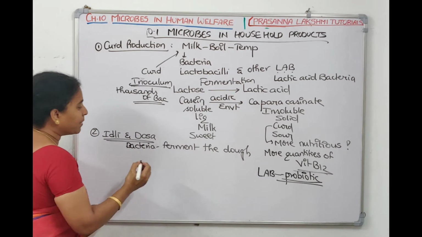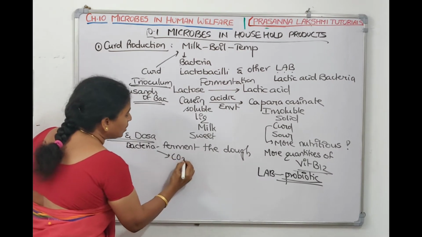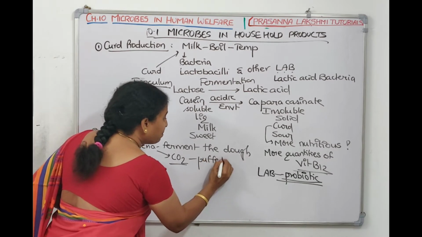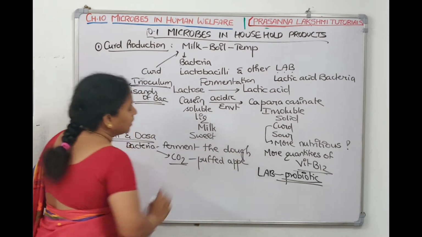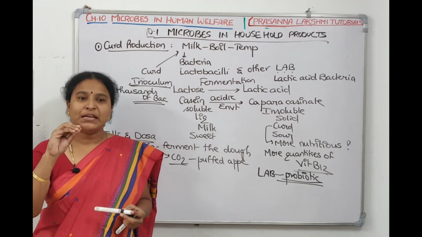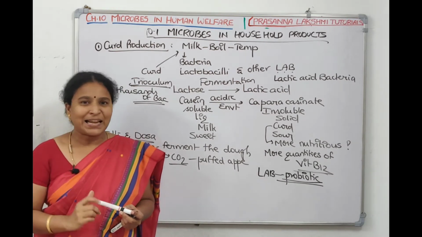Right, the bacteria ferment the dough, and by doing fermentation they release carbon dioxide. This carbon dioxide is responsible for the puffed appearance, the softness of the idli and dosa. This is the second household product.